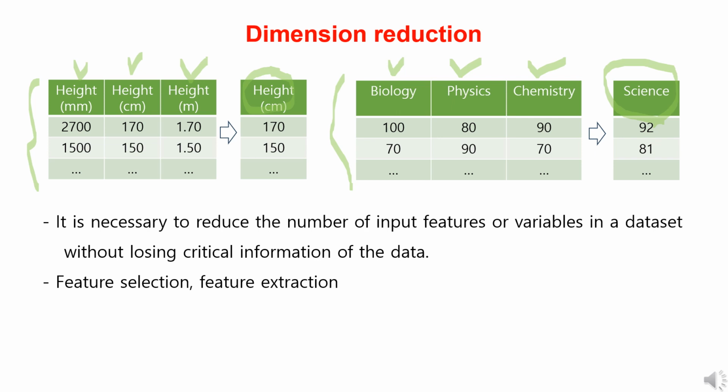In essence, the key aspect of dimension reduction is to decrease the number of features while preserving the important characteristics of the original data as much as possible, as there is a potential loss of information during the process of reducing features. Dimension reduction methods are divided into 2 categories: feature selection and feature extraction.